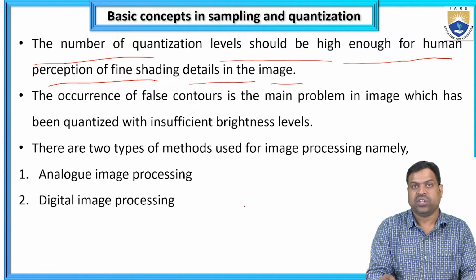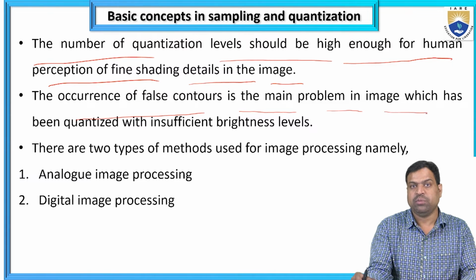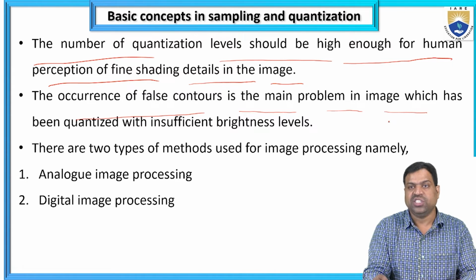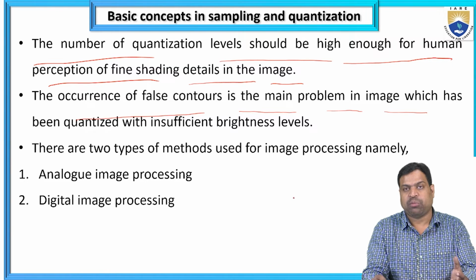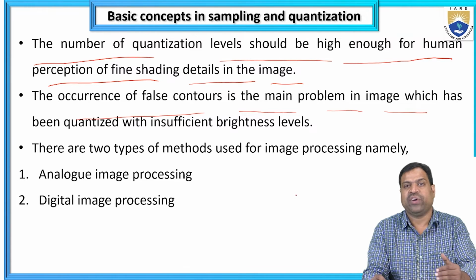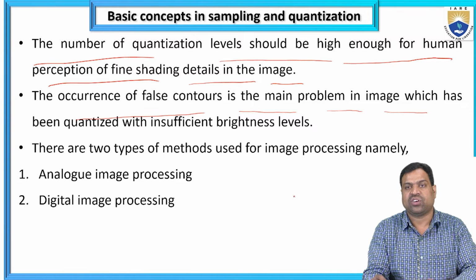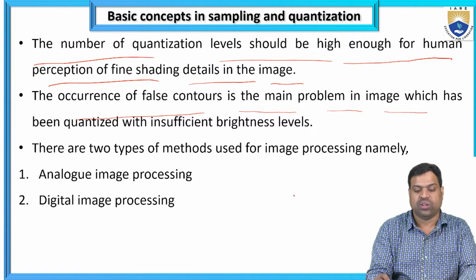The occurrence of false contours is the main problem in an image which has been quantized with insufficient brightness levels. So what are the main problems? It means when the quantization levels, in the form of white and black, brightness levels are not in balance, or insufficient black and white or brightness levels are there.